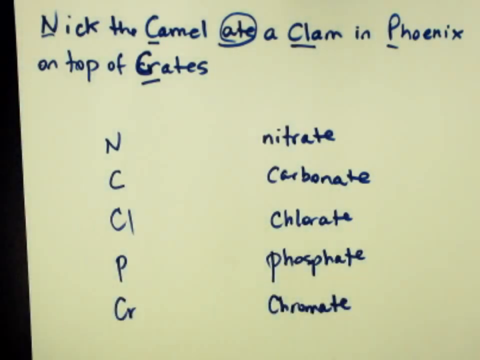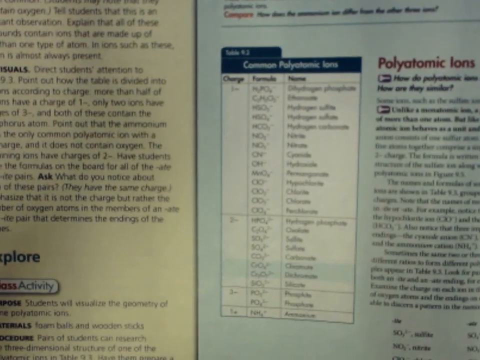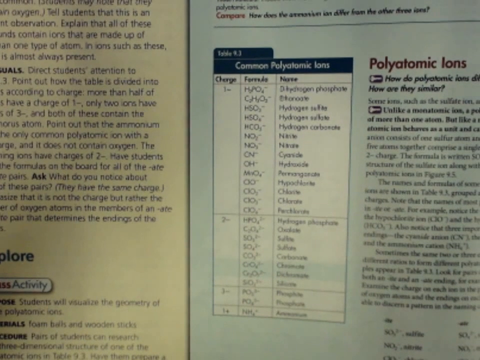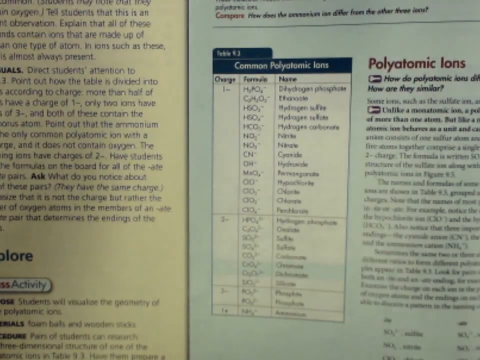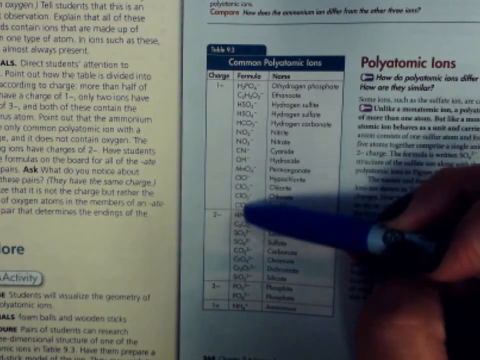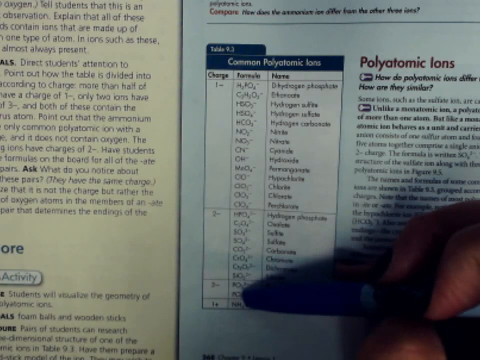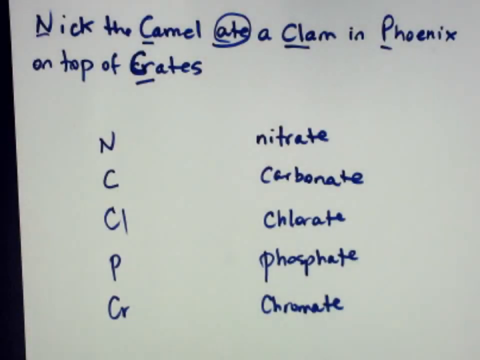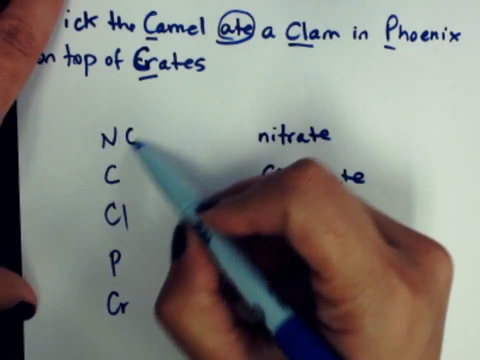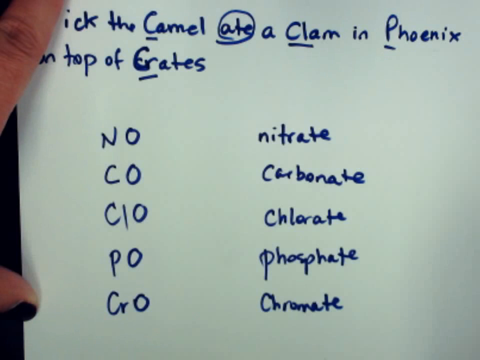Alright, if you look up the formulas of the polyatomic ions on this table, you will notice that every single polyatomic, or most of them anyways, after the first element, the second element that you see in those formulas is oxygen. So these are all substances that have oxygen in them. So we're going to write that as the second element in these polyatomic ions.